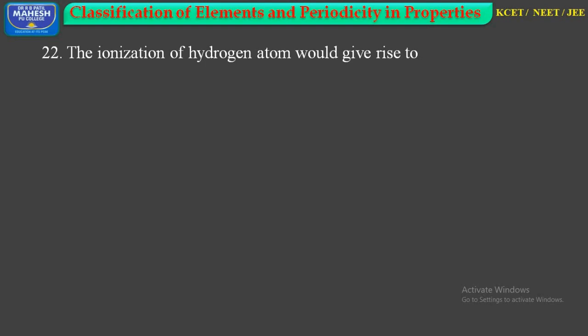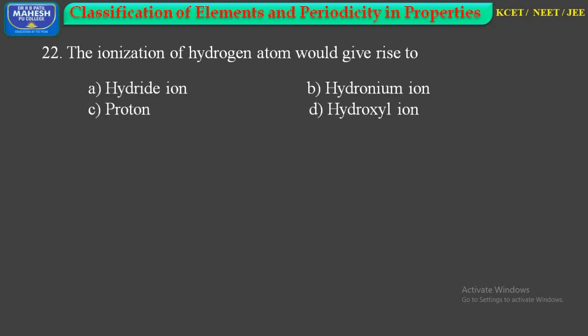The ionization of hydrogen atom would give rise to: option A, hydride ion; option B, hydronium ion; option C, proton; and option D, hydroxyl ion. Students, the right answer is option C, proton, because a hydrogen gaseous atom, in the presence of first ionization enthalpy or energy, loses one electron to form H plus ion, that is hydrogen ion or the proton.